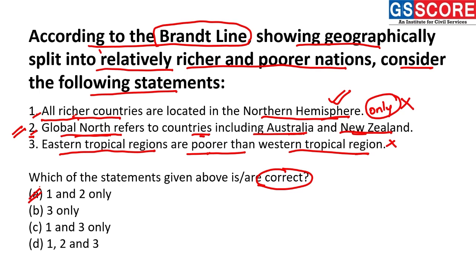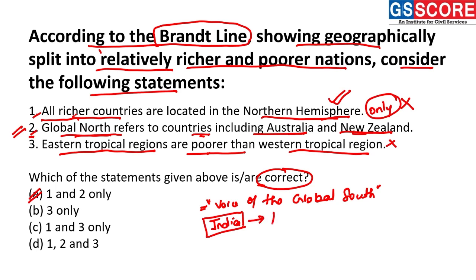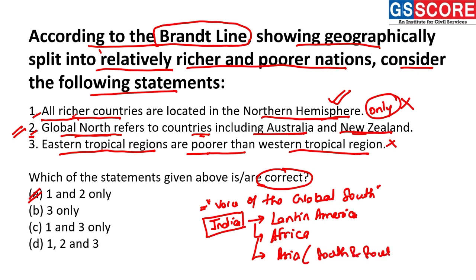Now, why was this Brandt line in news? Why was this part in news? Because there was a summit held which was called the Voice of the Global South, where India also participated, along with the countries of Latin America, countries of Africa, and countries of South and Southeast Asia.